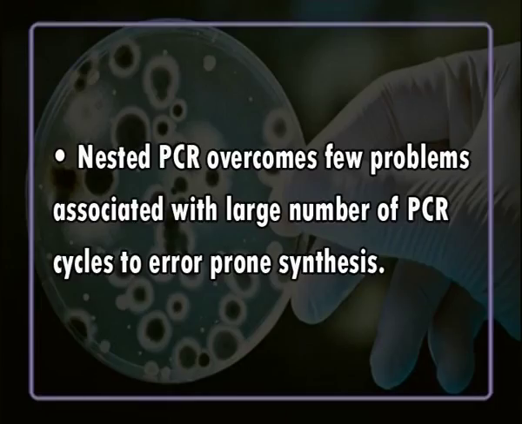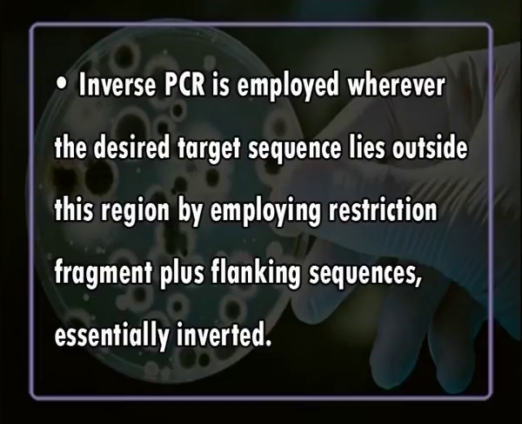Nested PCR overcomes a few problems associated with a large number of PCR cycles leading to error-prone synthesis. Inverse PCR is employed wherever the desired target sequence lies outside the known region, by employing a restriction fragment plus flanking sequences, essentially inverted. RAPD PCR is useful in genomic fingerprinting. Thus, PCR technologies are many and have diverse applications.